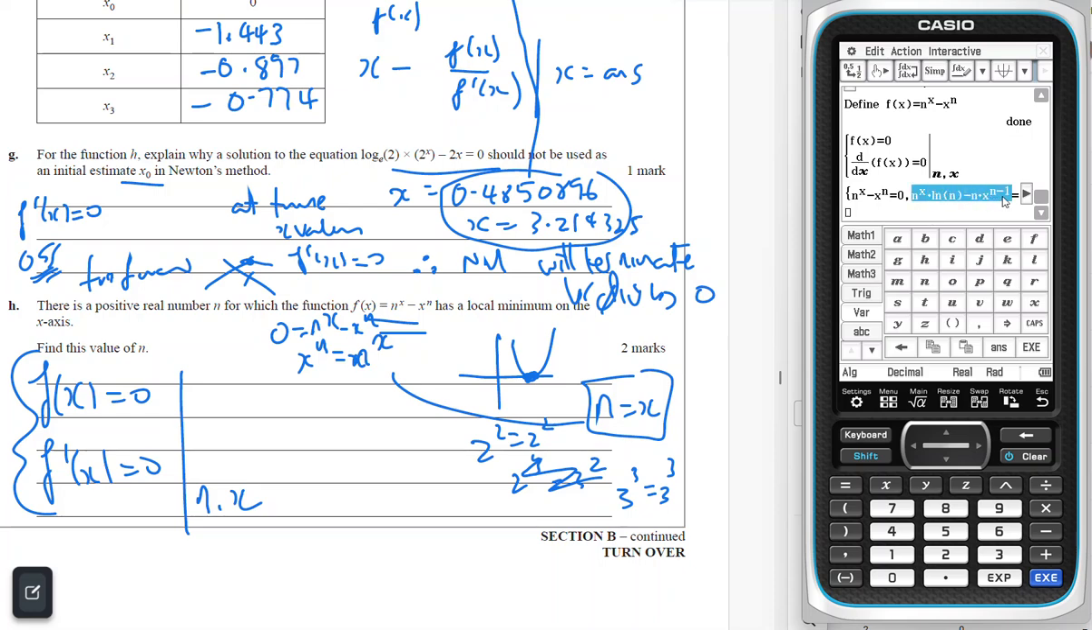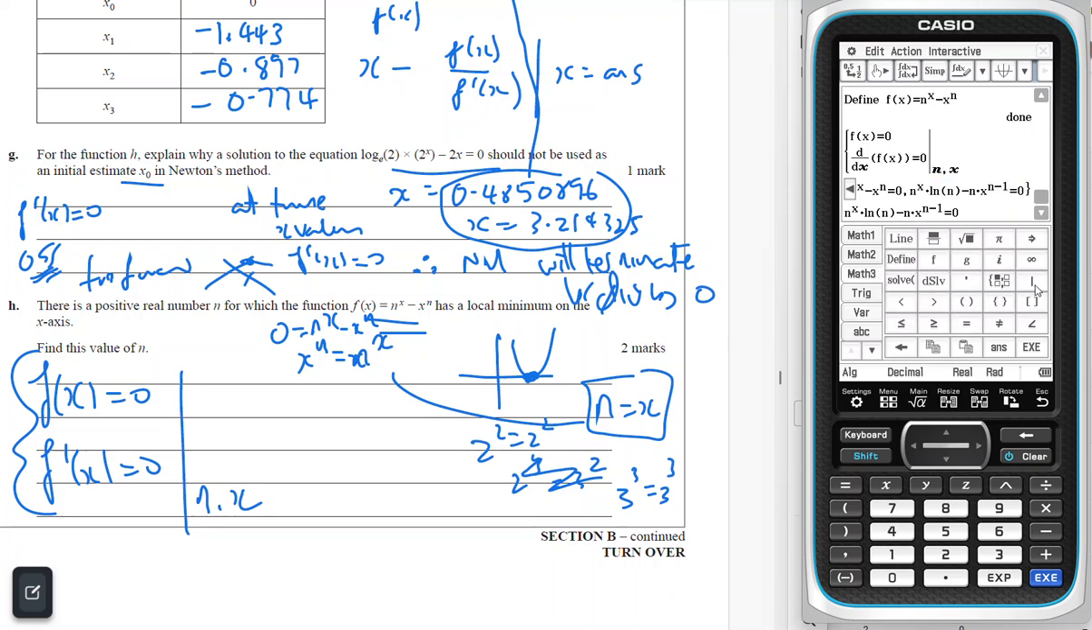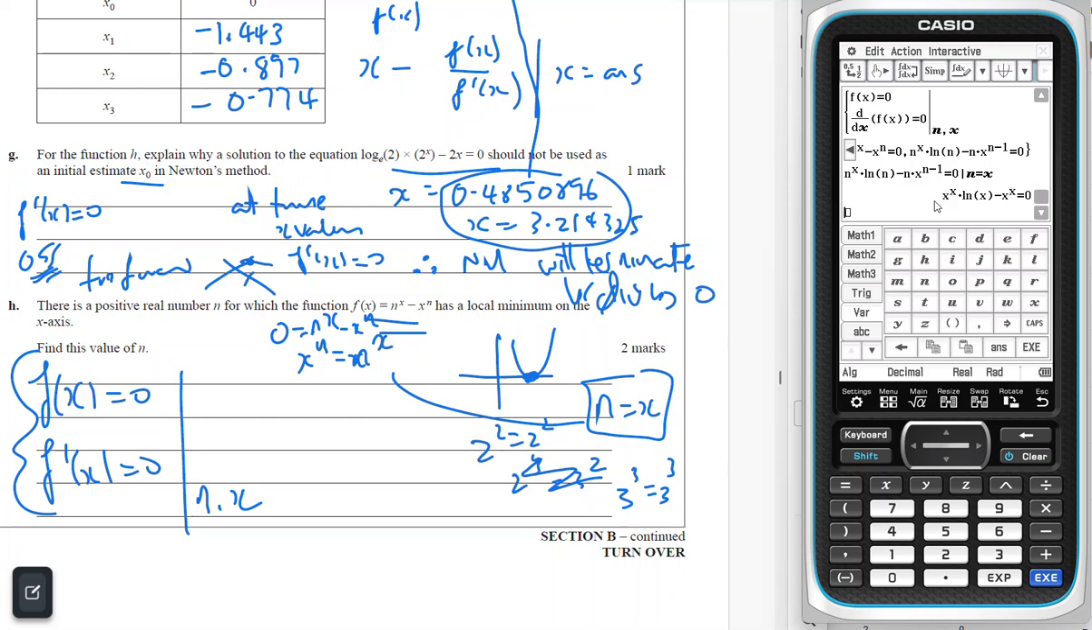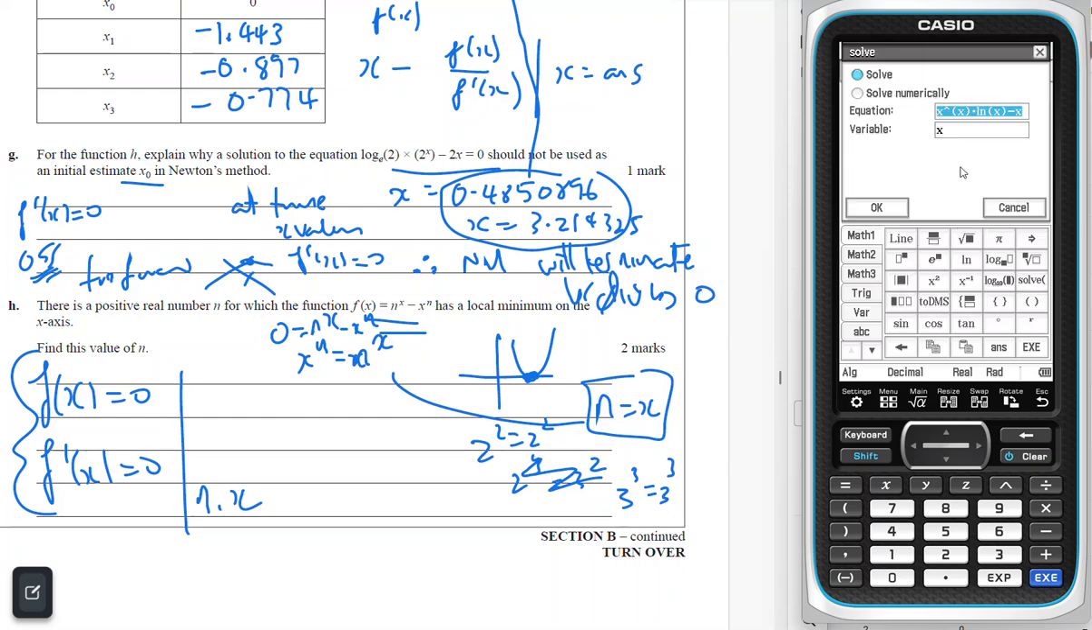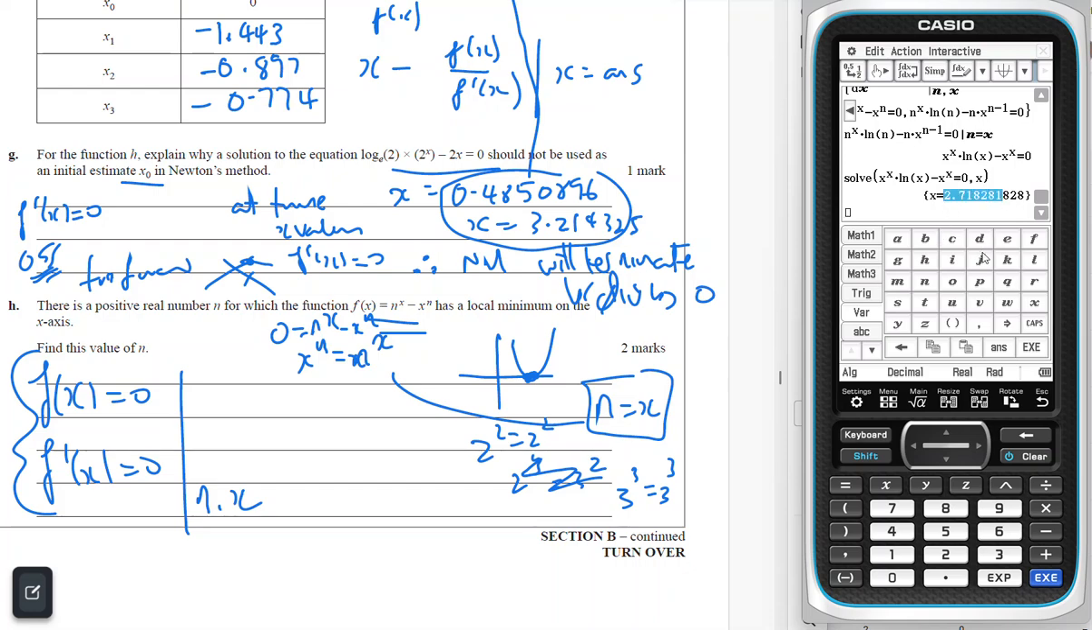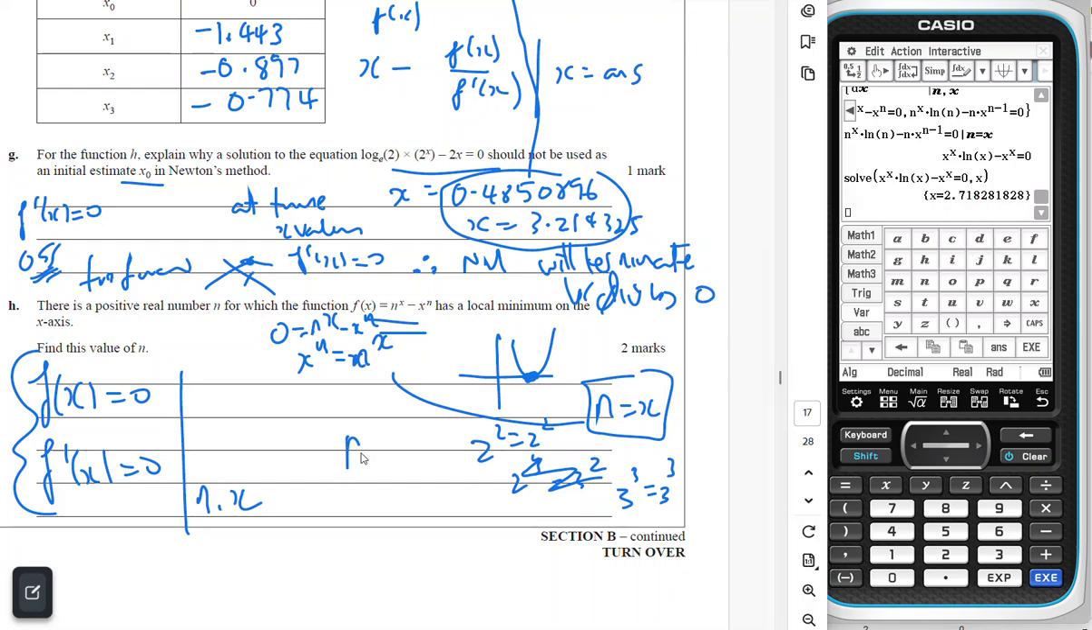So what I might like to do here is I'm going to put in given x equals n, no, n equals x. So I get rid of the n and I keep x's. If I was to solve that, 2.718, which is e. So n equals e has been the answer.